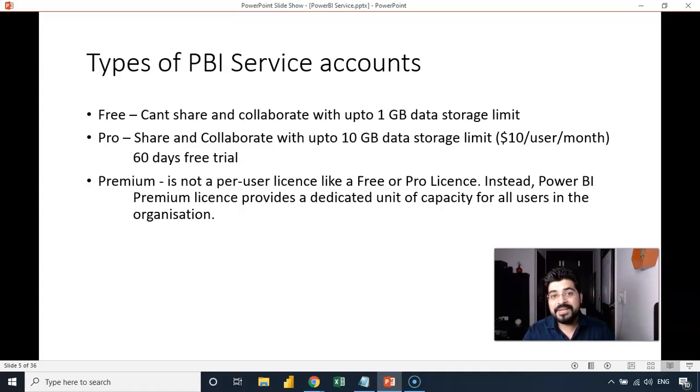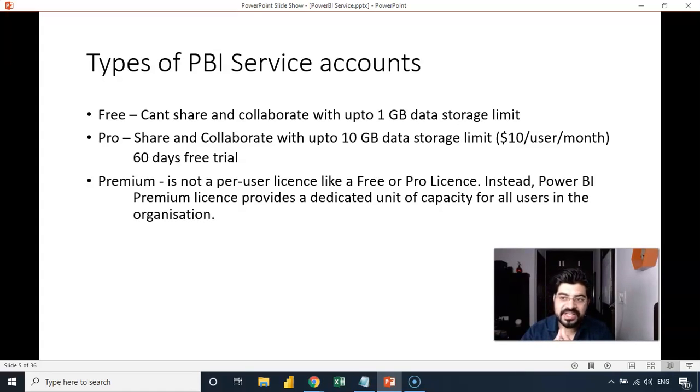And the third one is the premium license. This is something which is an enterprise level license, right? And companies have to pay around $5,000 per month for the entire organization. So it's kind of an umbrella which will be there with the organization, and those who come under this premium capacity have a huge advantage of the storage, because up to 100 TB of storage can be used through the premium capacity, but still individual licenses are required for this.